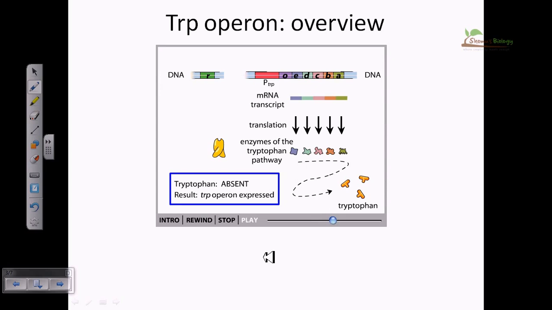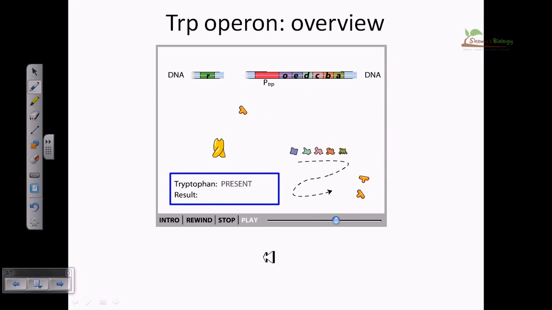When the levels of tryptophan exceed the needs of the cell, tryptophan molecules act as co-repressors of the trp operon. Tryptophan binds to the trp repressor protein, causing a conformational change that converts the repressor from an inactive to an active form. The conformational change allows the repressor to bind to the operator site of the operon. The repressor acts as a roadblock, preventing RNA polymerase from transcribing the structural genes. The trp operon is repressed.